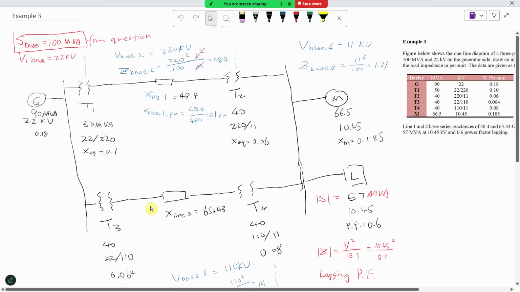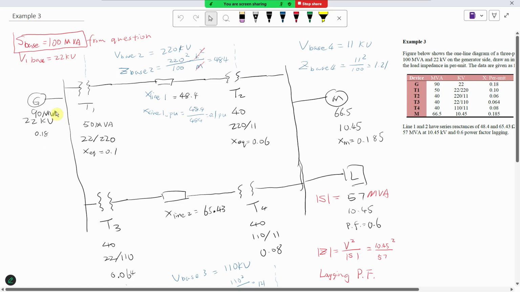Okay, you can see there are four regions, and we've been given, for one region, which is the generator side, the new base. Okay, so we're going to use this to calculate the bases for the other three regions. One is assigned, and based on that, we calculate the base for the other regions. So in this first region, S is 100 MVA, and the S will be used across all the regions. And the voltage here is 22 kV.